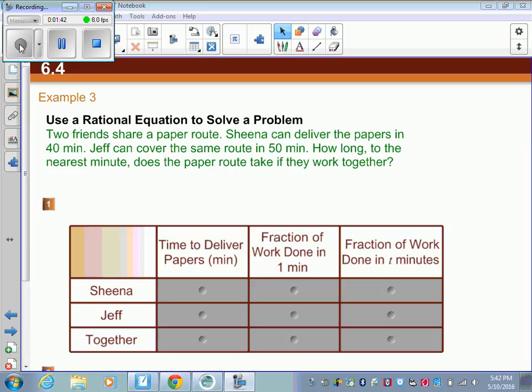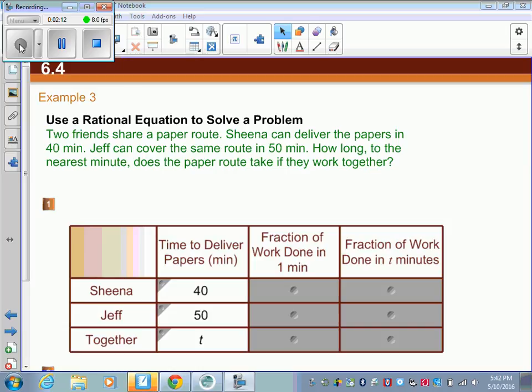So we like to use a chart for this problem. We think about Sheena on her own: it takes her 40 minutes to deliver the papers. Jeff on his own takes 50 minutes. We don't know yet how long it takes them to work together. In algebra, when we don't know something, we usually use a variable. So in this case, we don't know how long it's going to take them to do it together yet.